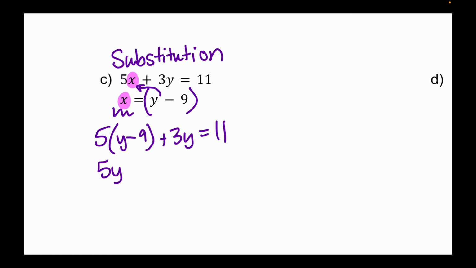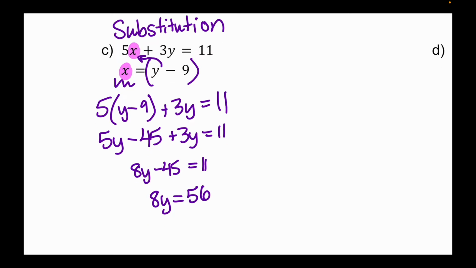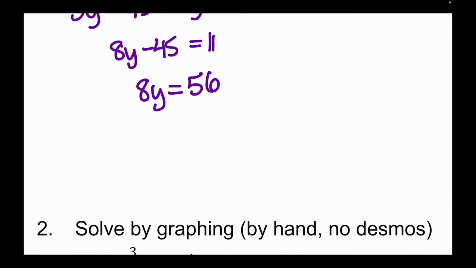This becomes 5y minus 45 plus 3y equals 11. Combine the 5y and the 3y, so that's 8y minus 45 equals 11. And then we're going to add 45 to both sides. So when we do that, you'll get 8y is equal to 56. Now, I know that 8 times 7 is 56. So what that means is that when I divide both sides here by 8, 7 is what's going to be left over.